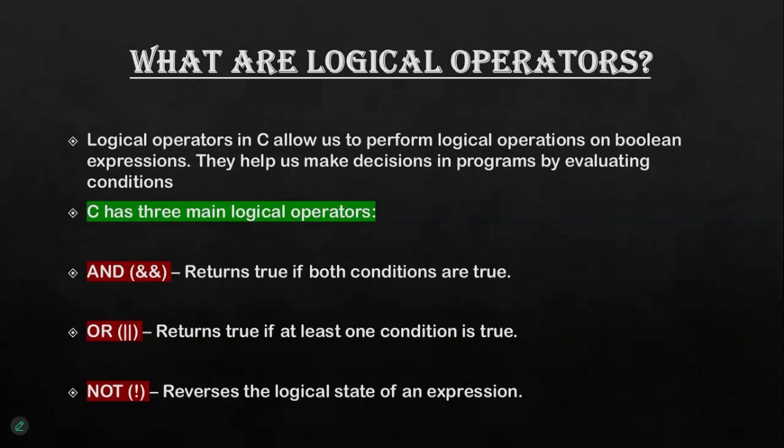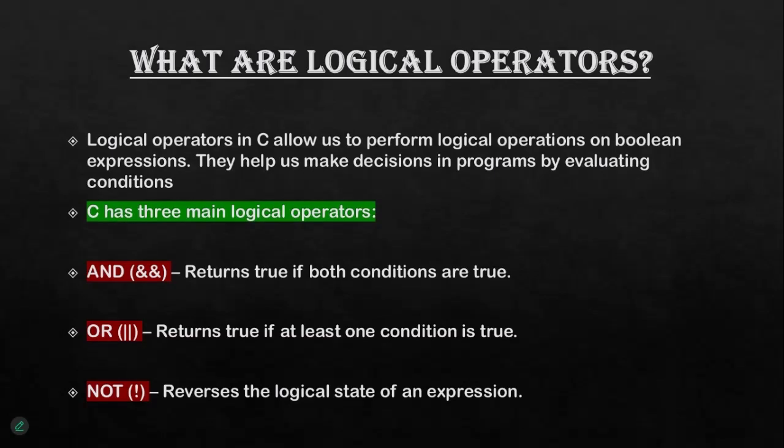C has three main types of logical operator. The AND operator returns true if both conditions are true. The OR operator returns true if at least one condition is true. So if there are two inputs and at least one condition is true, then it will give true. In the AND operator, both conditions must be true for it to give true.